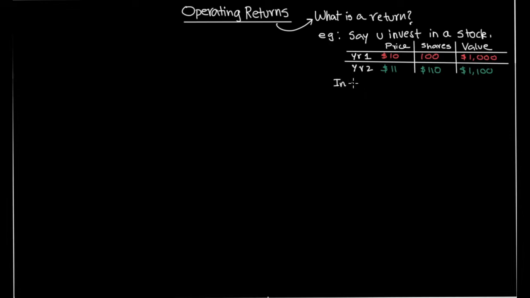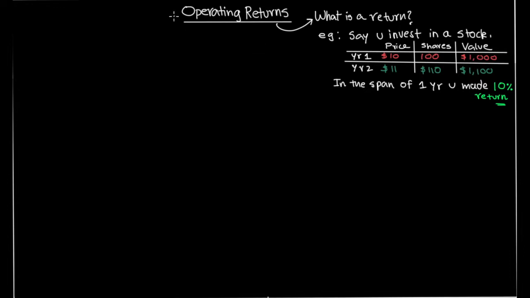Okay, so what happened here? In the span of 1 year, you were able to get a return of about 10%, right? 1,100 minus 1,000 is 100. So how much is 100 part of 1,000? It is 10%. So you got a return of 10%. So right now your investing account has 1,100 as a balance.